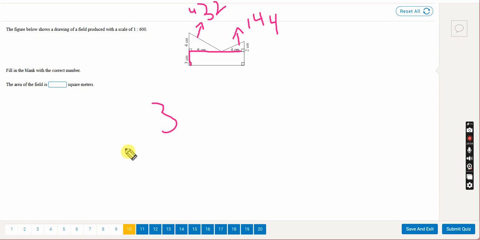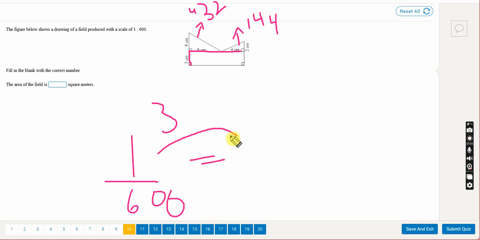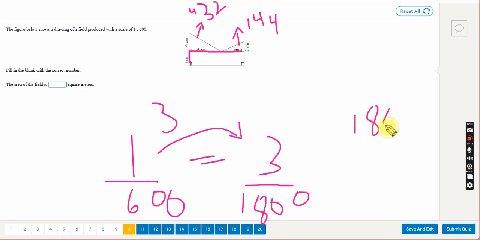So 3 again, you'll convert that into the ratio that they want. So 1 over 600, you'll do the same thing. What did you multiply 1 by? By 3. So you got 3. So you do the same thing at the bottom. 6 times what do you get as 1800? When you multiply by 3, again it's 1800, it will be in centimeters. You divide that by 100, you get 18. Right, so that is in meters.